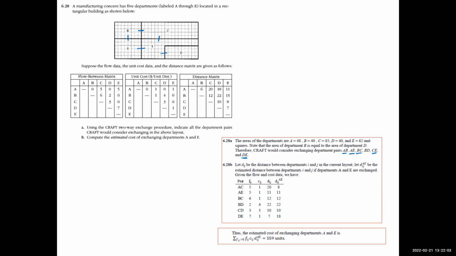So those are the possible exchanges that are based on departments that are sharing a wall. And then you have B and D that even though they are not next to each other, they have the same area. So you have to list them also. And those are all possible two-way exchanges that you can do.